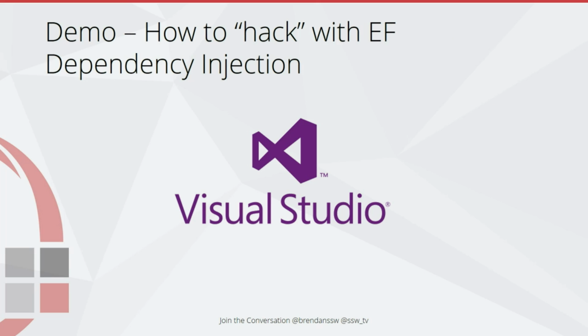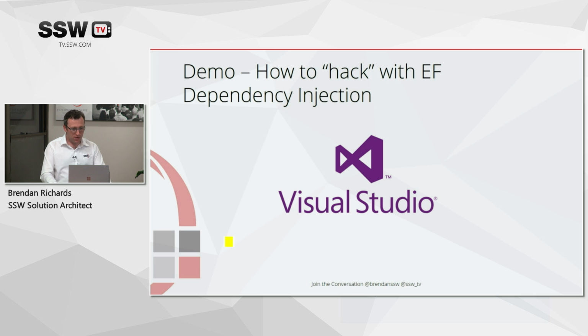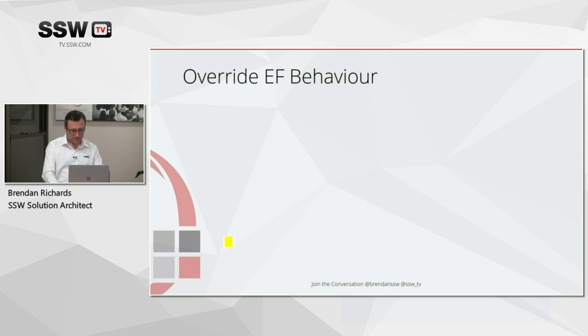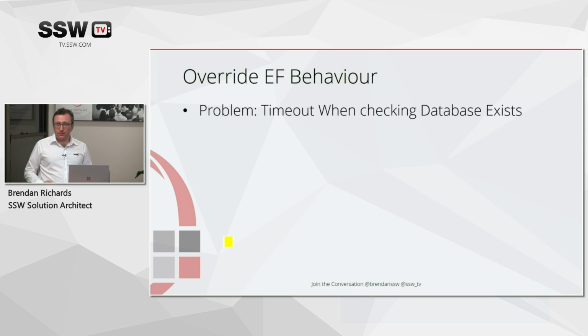So next I've got a bit of a demo to show you, which is how, using this dependency injection engine, you can actually hack Entity Framework and swap out a bit of functionality. I'm going to try and go through this quite quickly because I'm running low on time. But there's a problem inside Entity Framework: when I was trying to find out if my database exists or not, just doing a test case, it was falling over with a timeout. There was one piece of code inside Entity Framework that wasn't working very well for me.